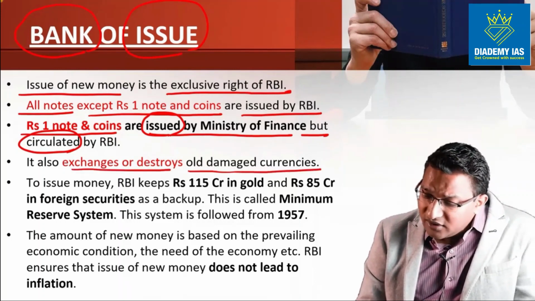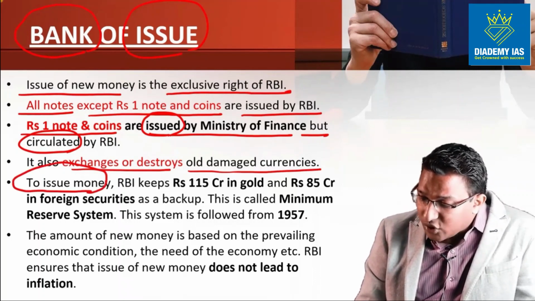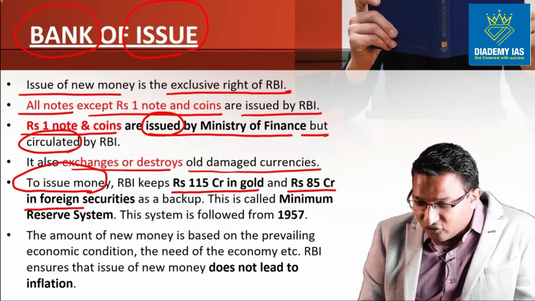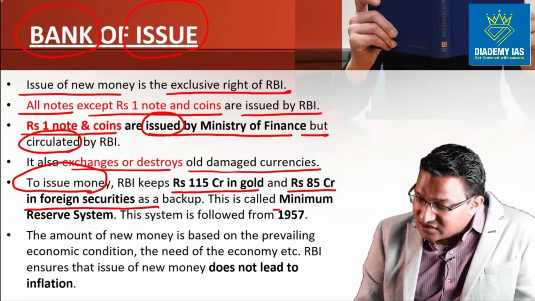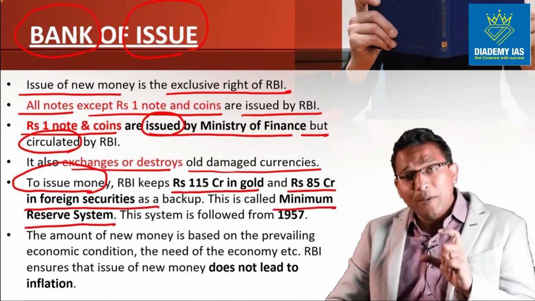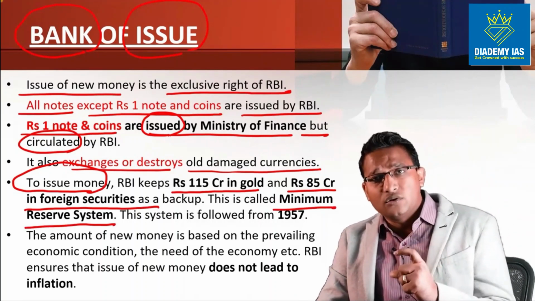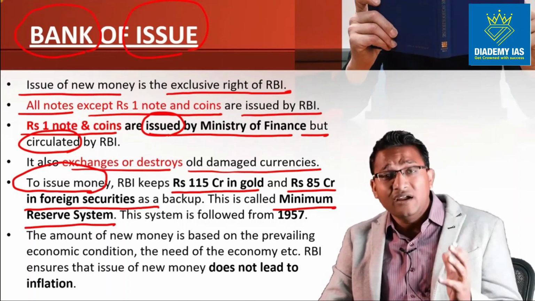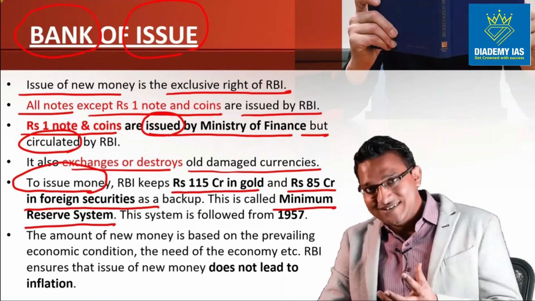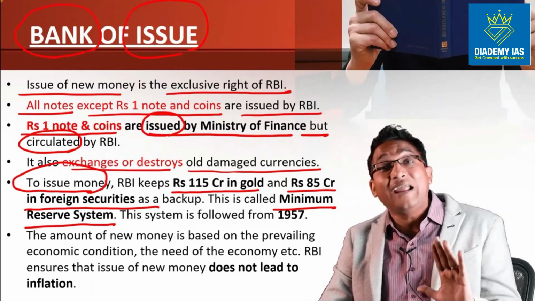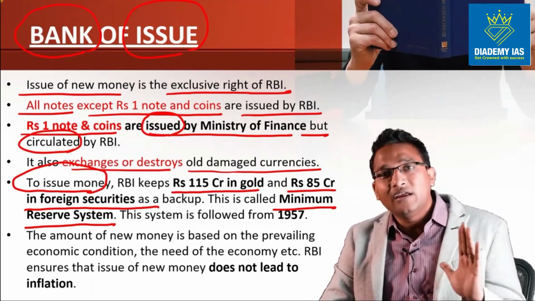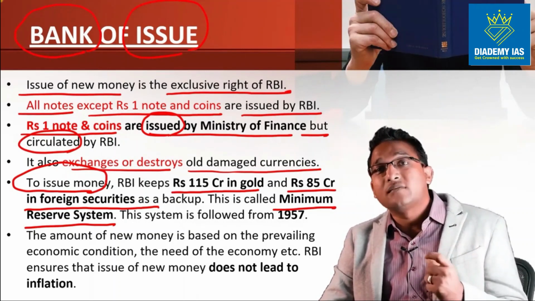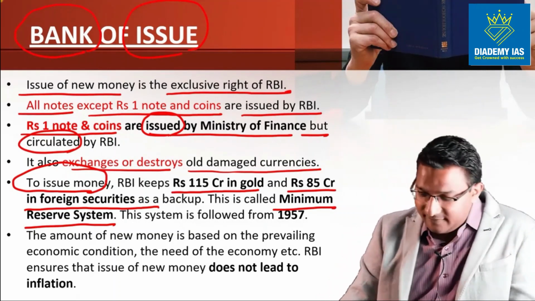And do you know that for issuing the money, RBI keeps 115 crore rupees worth of gold and 85 crore rupees worth of foreign securities as the backup, and this is called the minimum reserve system. So by maintaining 200 crore rupees of assets in its treasury, RBI can issue any amount of currency, but definitely this currency cannot be unlimited. It has to keep in mind the requirement of the economy so that money supply does not exceed a particular level.